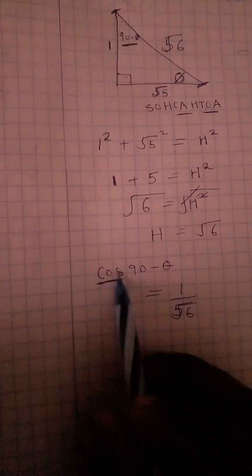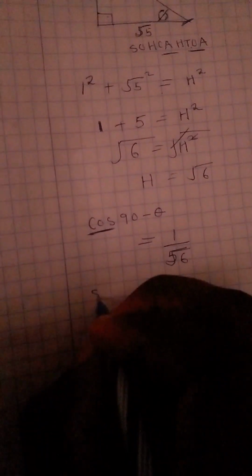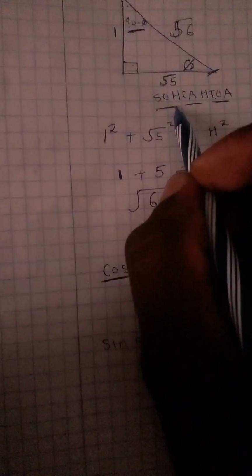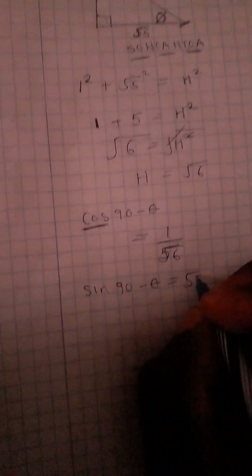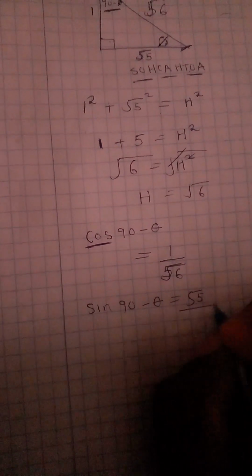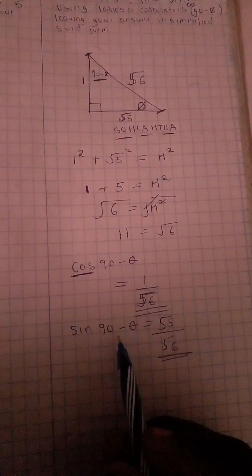That is a cos. So when you are told to calculate the sine of 90 minus theta, you will say sine is the opposite all over hypotenuse. So the opposite for sine of 90 minus theta is root of 5, and the hypotenuse is root of 6, which will be root of 5 divided by root of 6. And that's how simple we can simplify that form of a question.